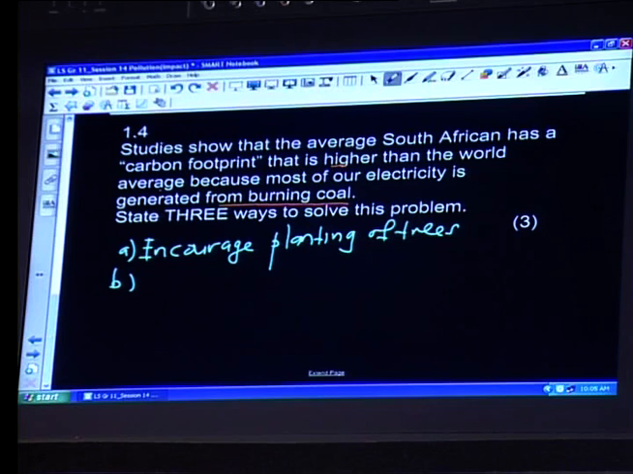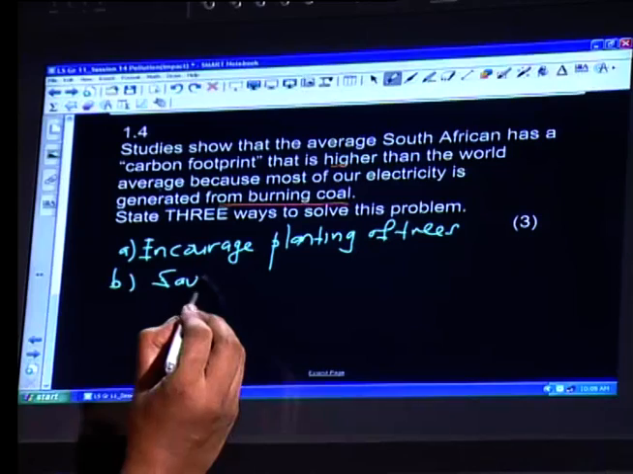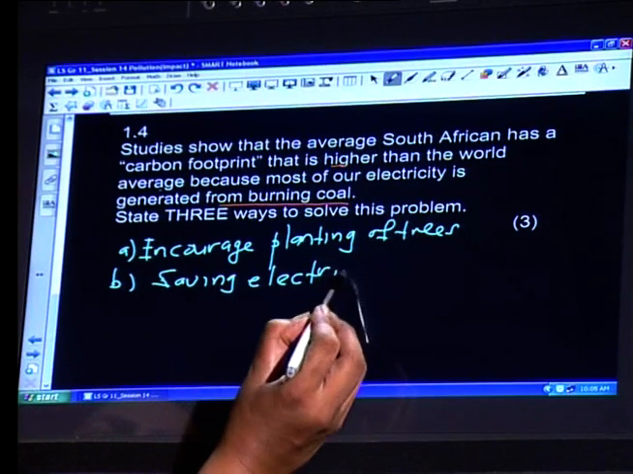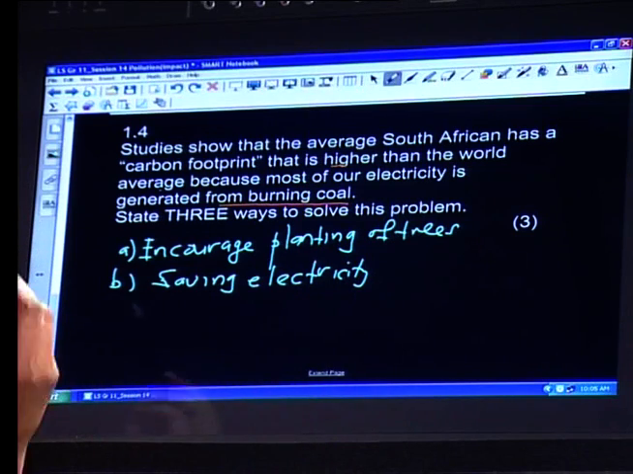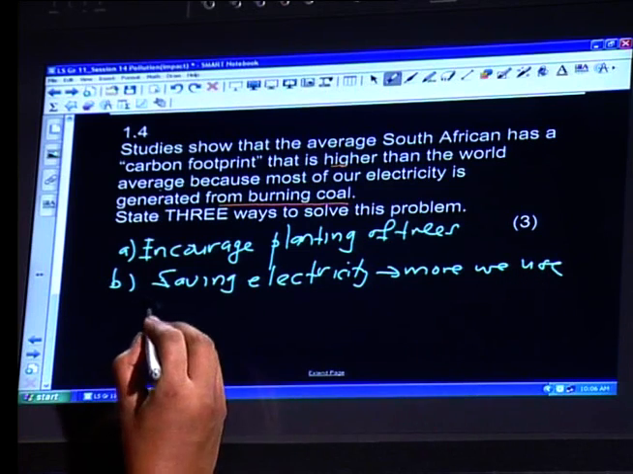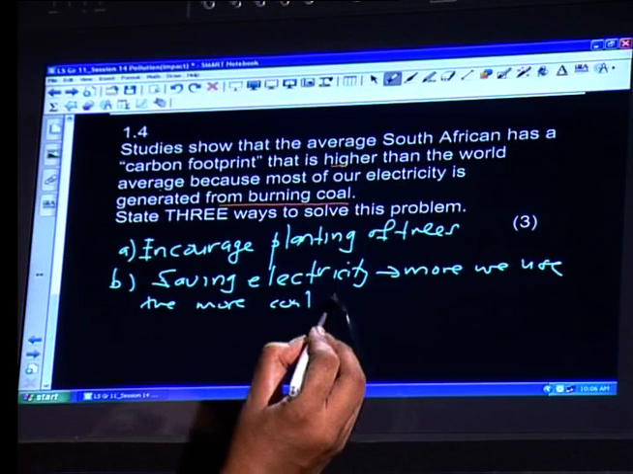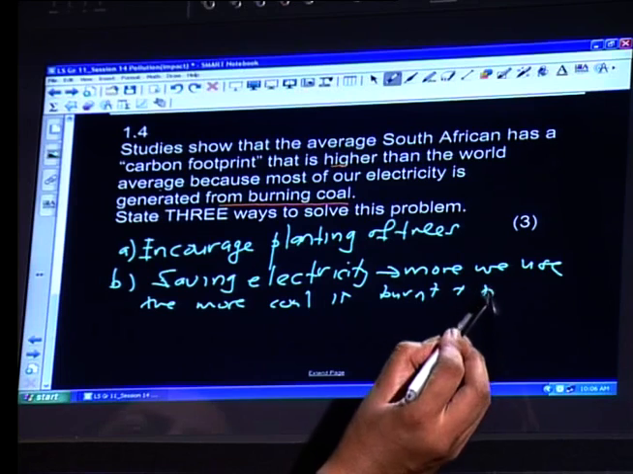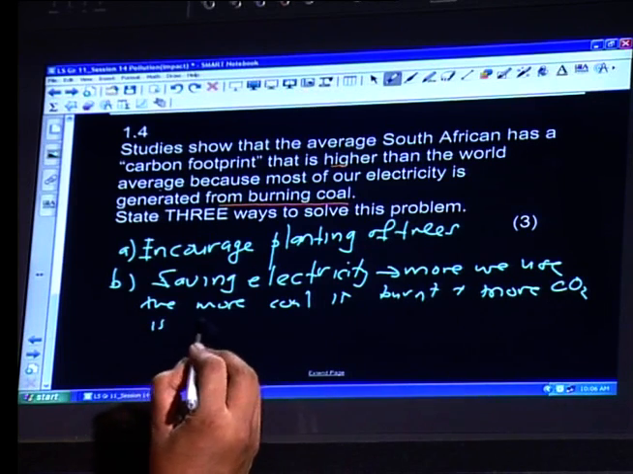Right. What is another way of actually reducing our carbon footprint? And that is by saving electricity. Right, you see it on your TV screens. Please use electricity wisely. Right, because the more we save, the less electricity we use, the less coal Eskom is going to burn. So save electricity, because the more we use, the more coal is burnt and the more CO2 is released.